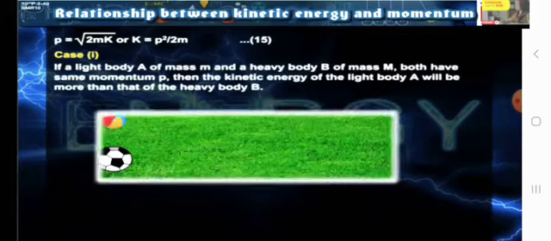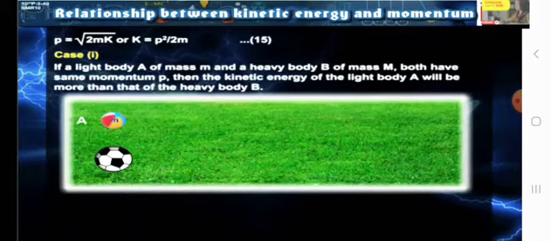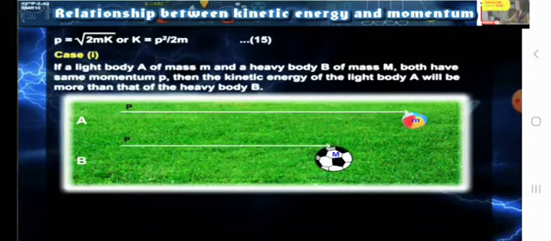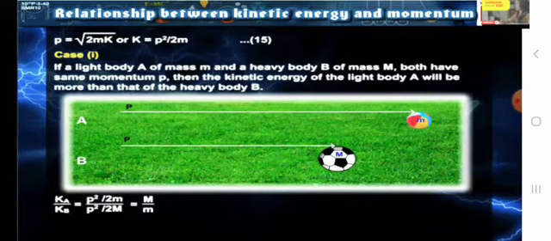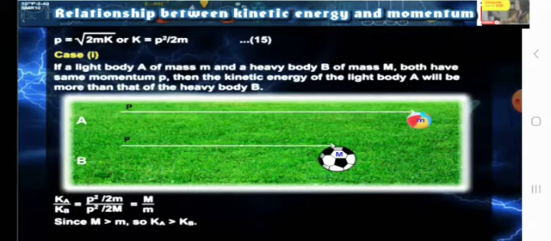Case first. If a light body A of mass small m and a heavy body B of mass capital M both have same momentum P, then the kinetic energy of the light body A will be more than that of the heavy body B. Ka upon Kb is equal to P square by 2 small m upon P square by 2 capital M, which equals capital M upon small m. Since capital M is greater than small m, so Ka is greater than Kb.